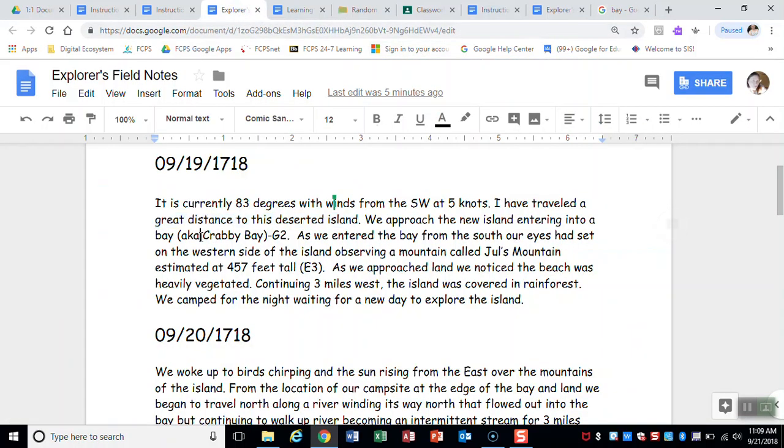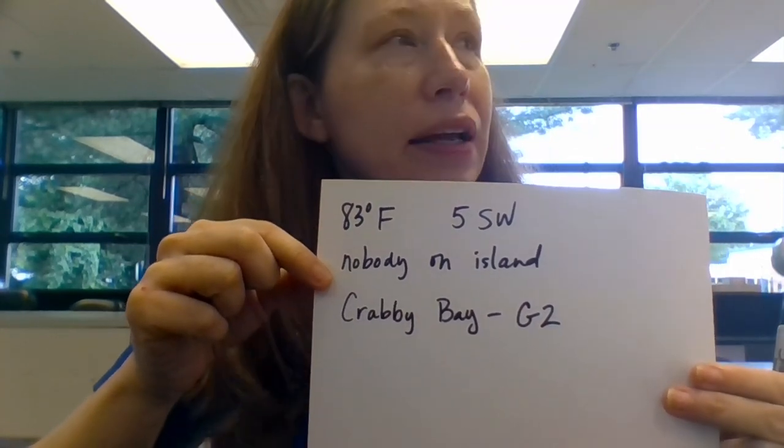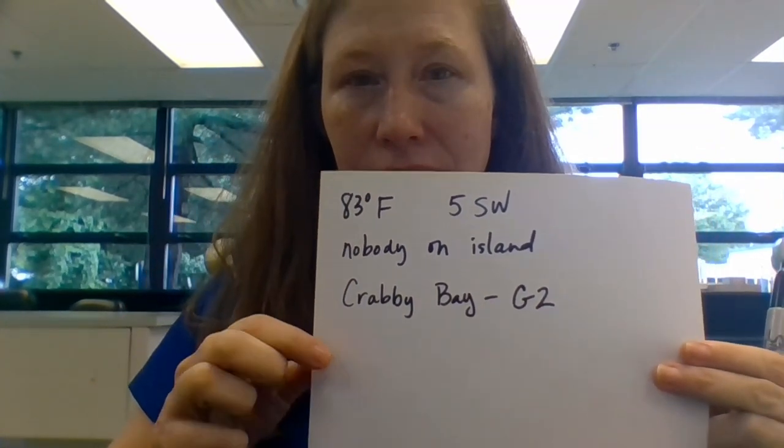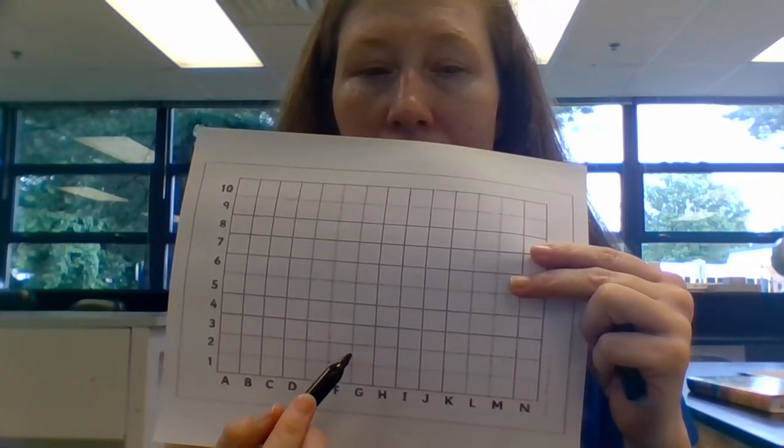The other piece of information that you get from that sentence is that the name of the bay is Crabby Bay. That's what the explorer named it. And that it's at location G2. So I've taken some notes here about the weather, that nobody's on the island, and where Crabby Bay is. It's at G2. So I'm going to be able to take those notes and make a rough draft of my map starting here at G2.